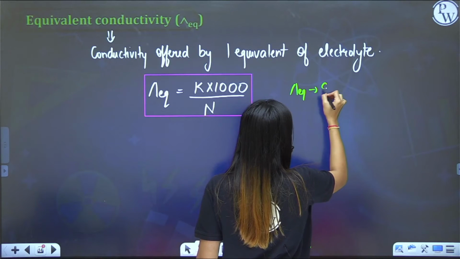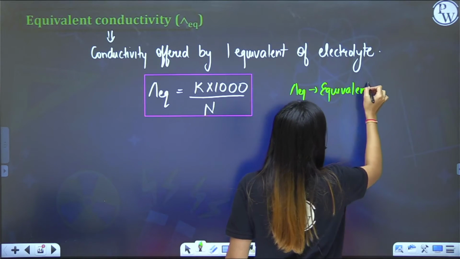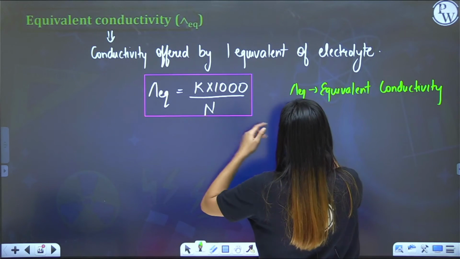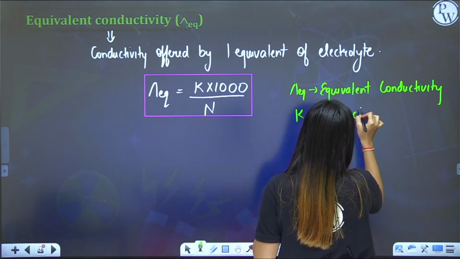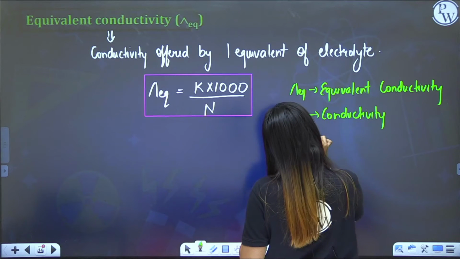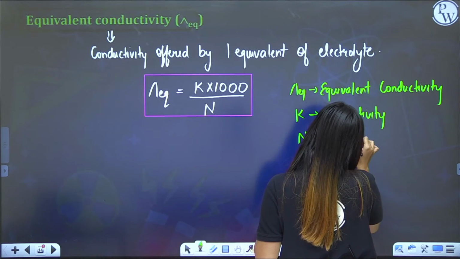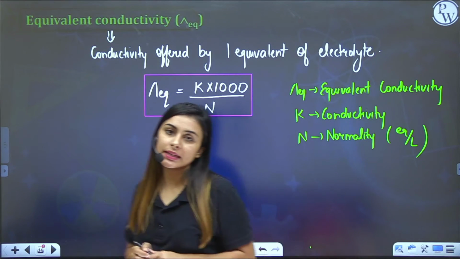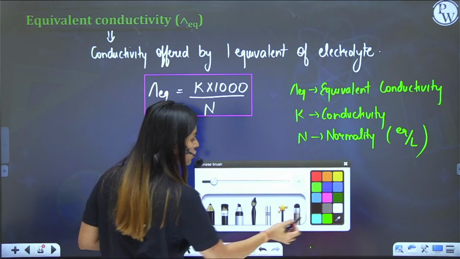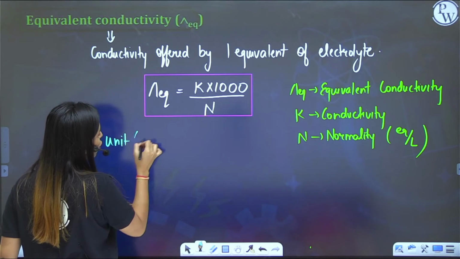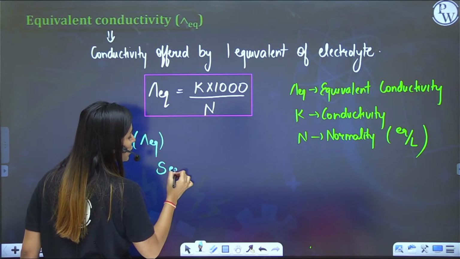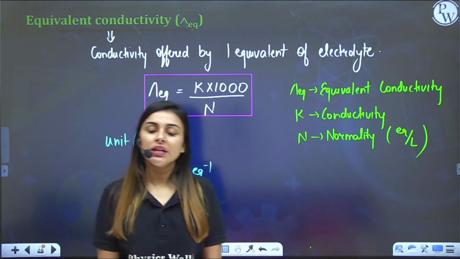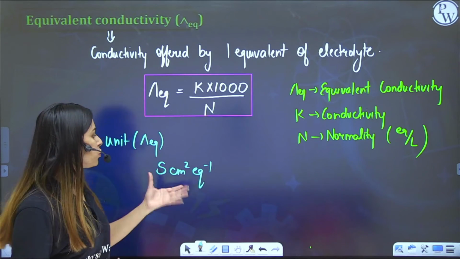Lambda equivalent is the equivalent conductivity. Your K is the normal conductivity. And your N is the normality, in equivalents per liter. And again, my dear students, the units of equivalent conductivity are Siemens centimeter square equivalent inverse. Okay, yes, these are the few things which you need to understand.